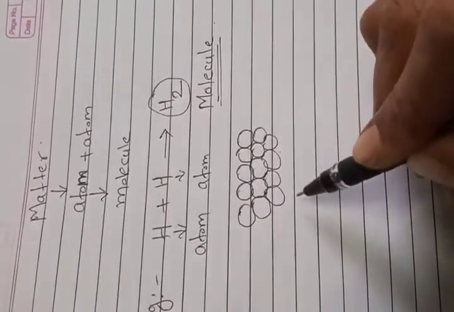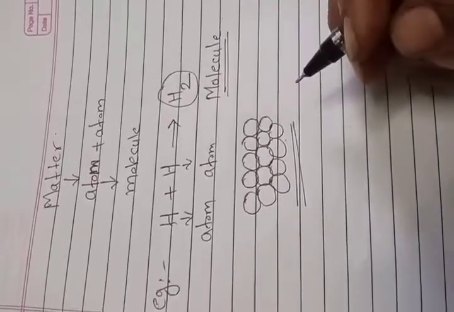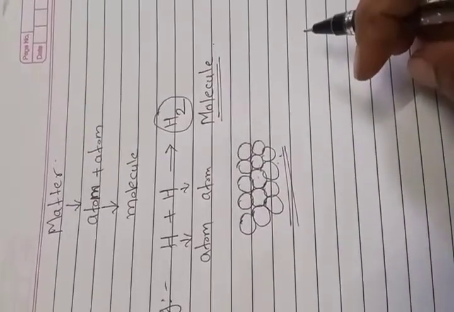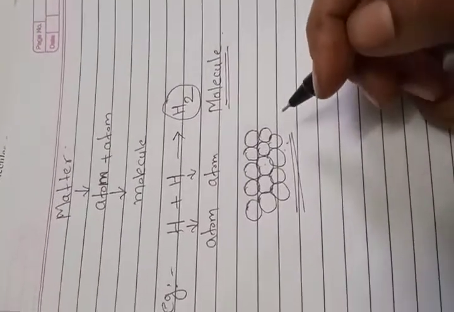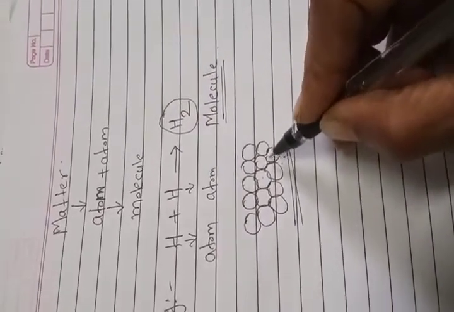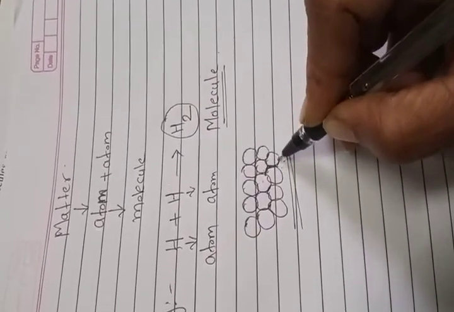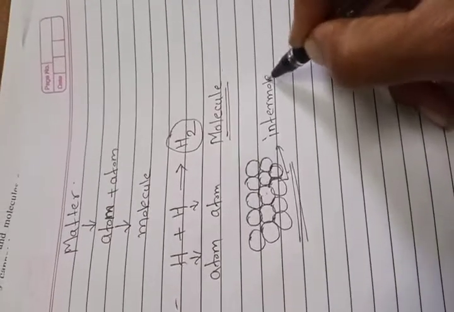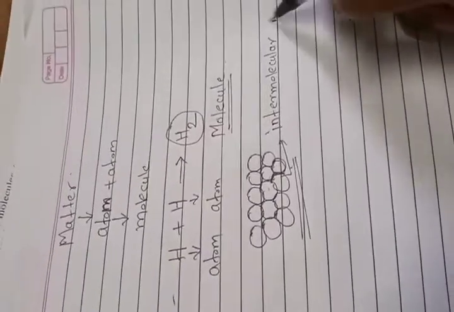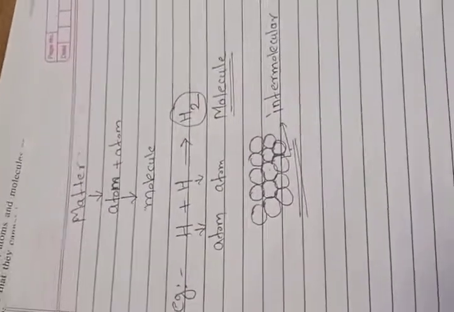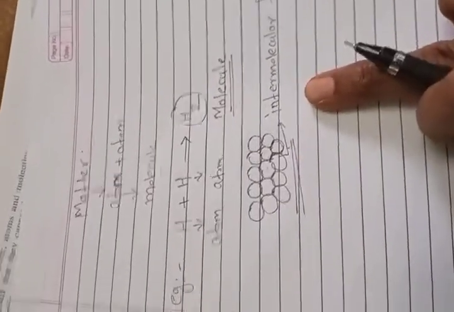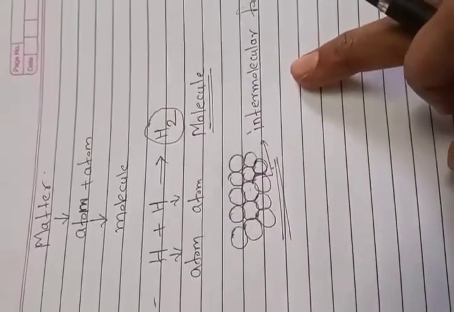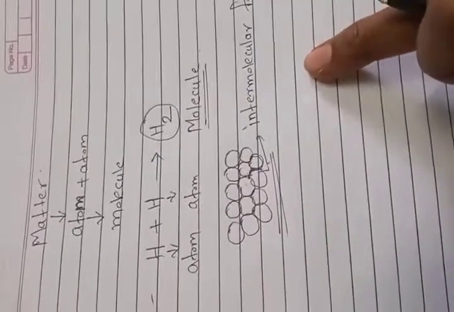When matter is made up of molecules, it is necessary to bind these particles to each other. So to hold them, some force is needed. The force that exists between two molecules, what do we call it? Intermolecular force. Meaning, the force between two molecules is called intermolecular force. So do you understand what we mean by intermolecular force?